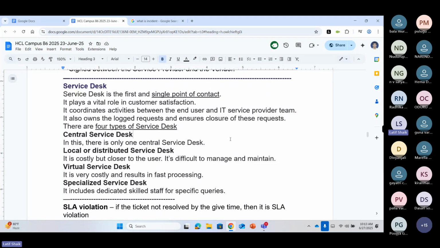Dedicated teams are also given for a kind of customer. When a customer is a large customer, they need a dedicated team. For example, I'm supporting A company, B company, C company. So what is the type of queries?